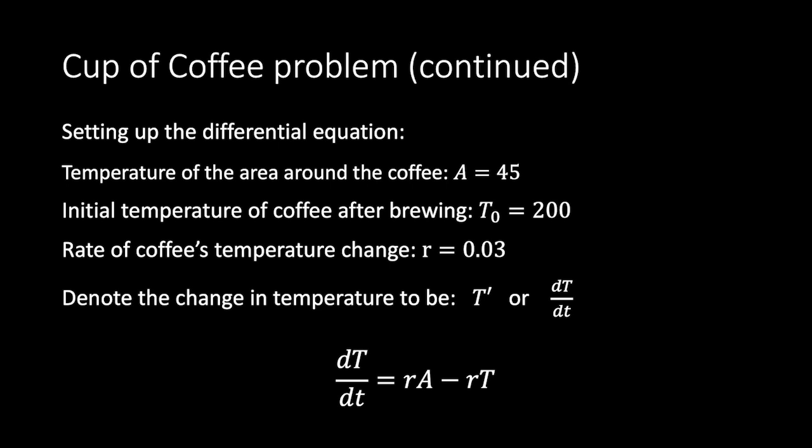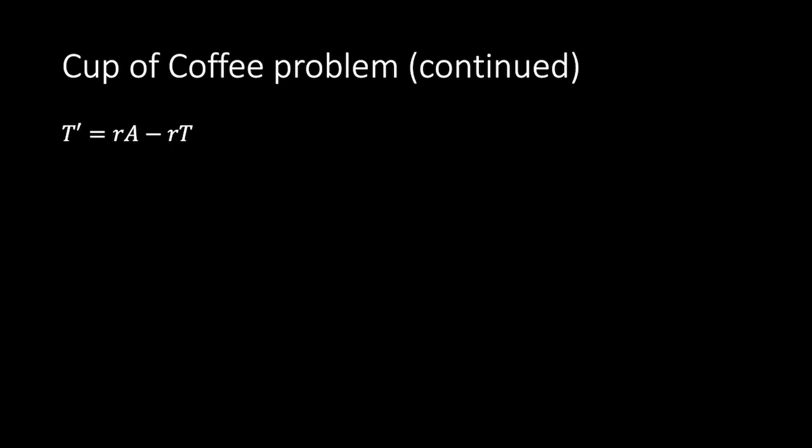Let's interpret this equation. We are saying that the change in temperature of our coffee is described as the rate of temperature change multiplied by the temperature of the area around the coffee minus the temperature of the coffee. And this makes sense because we expect the temperature of coffee to be cooler when it's exposed to the cold area around it. Now we seek to solve the differential equation.